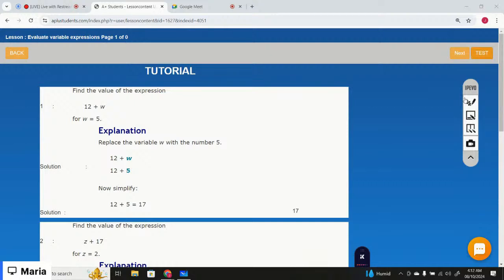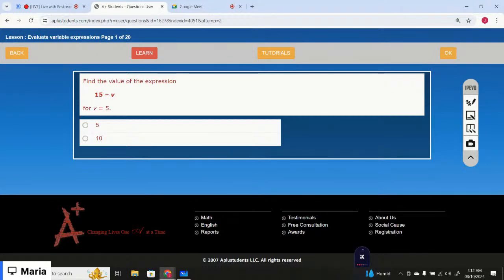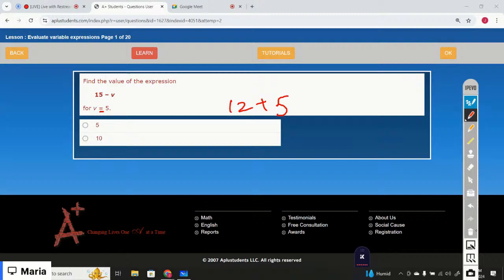Okay, let's just start with the test questions. Find the value of the expression. You have 15 take away V, and you have to evaluate it for V equals 5. So let's just replace the variable V with a value that is 5. So simply replace the variable with a value, that is 15 take away 5.